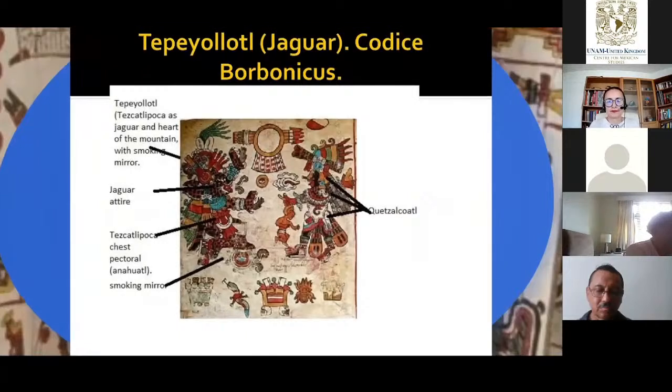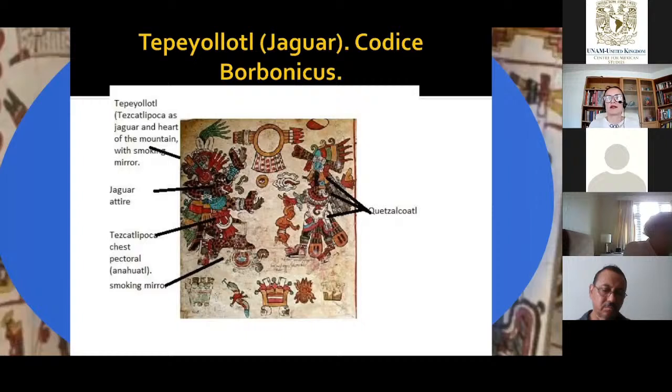And here, as you can see now, you can find this facial painting, this shell, and this earplug of cotton that is related to Quetzalcoatl. Now you can see it easily. And we have here the feathers in his headdress. And we have here a creature that has exactly the chest pectoral anahuatl of Tezcatlipoca. It's a jaguar, and it also has the mirror with the smoke. Therefore, it has a lot of elements of him, and his name is Tepeyolotl, the heart of the mountain. So that is another identity that he has, and this is because he is also a jaguar.